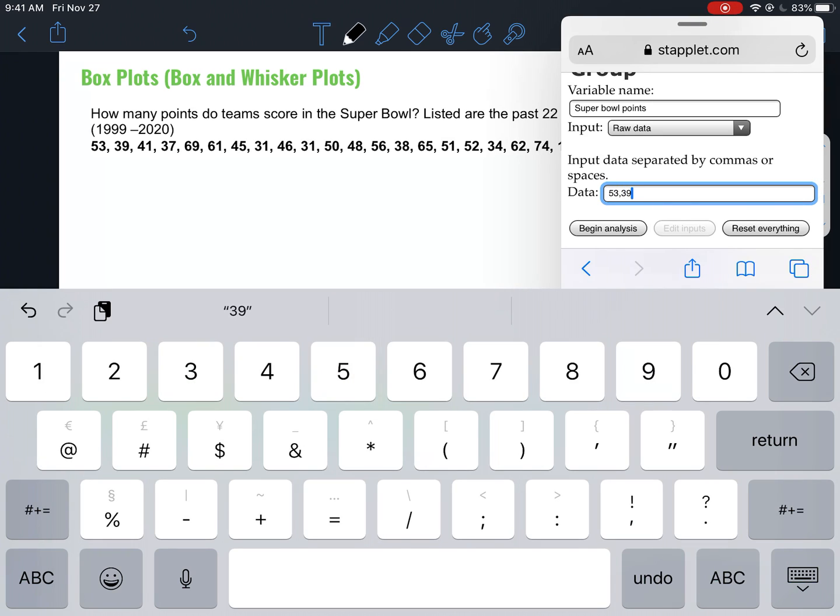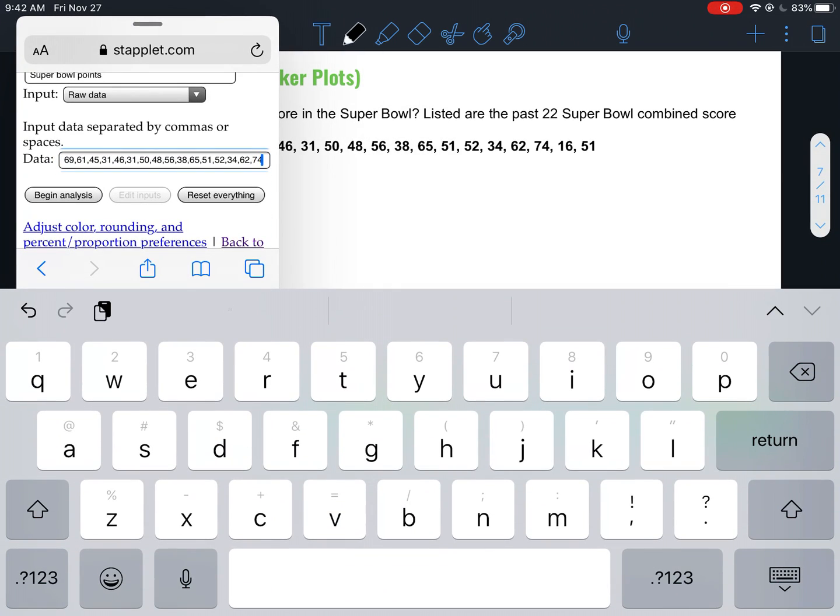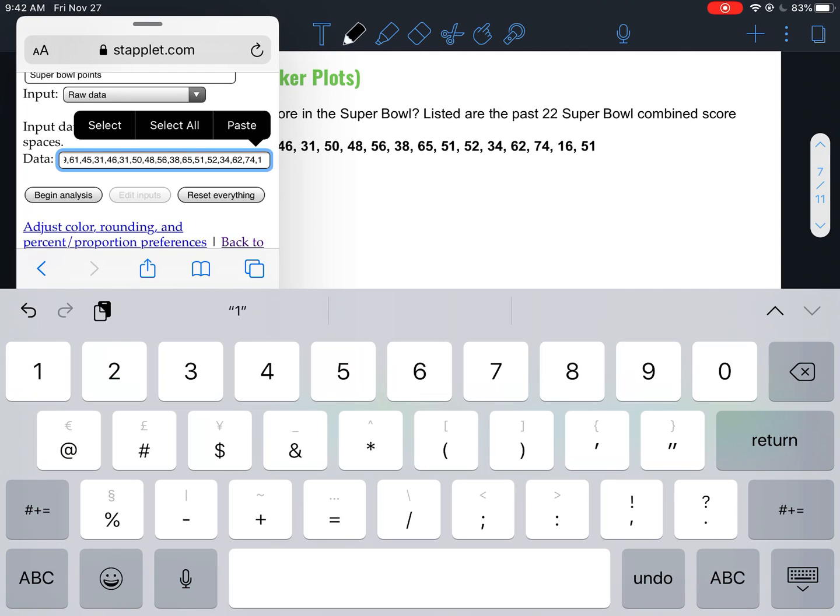So 53, 39, 41, 37, 45, 31, 46, 31, 50, 48, 56, 38, 65, 51, 52, 34, 62, 74, 16, and 51.